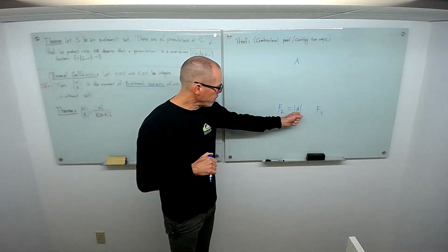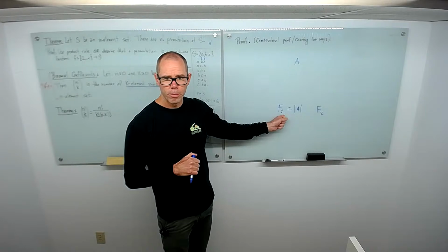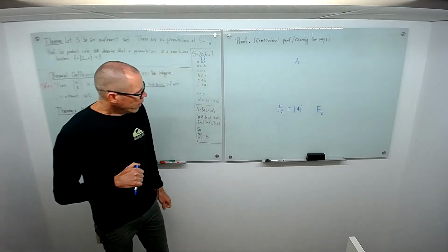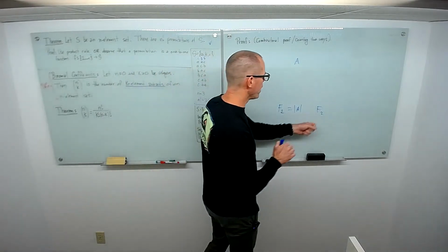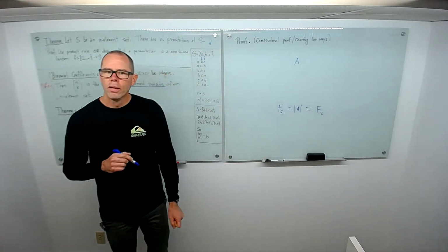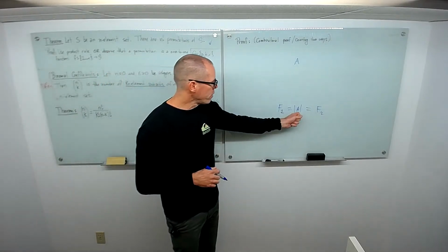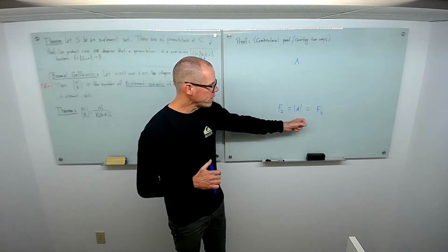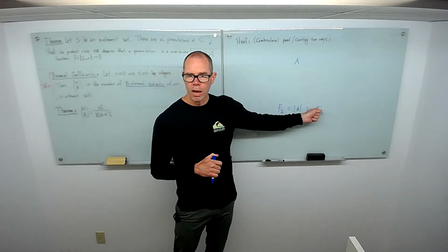So you make an argument here, and you prove that the size of A is equal to F1. Now you make another argument, and you prove that the size of A is equal to F2. And if both of your arguments are correct, so that means the size of A is equal to F1, and the size of A is equal to F2, well, that means that F1 is equal to F2, right?